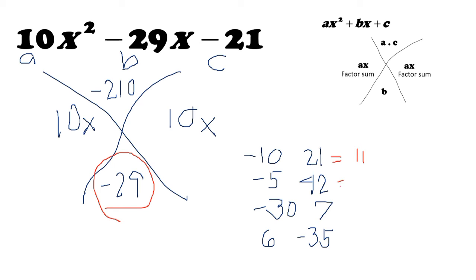Negative 5 added to 42, and we have here 37. We have here negative 3 times 7, negative 21 as their sum rather. So we have here 6 and negative 35, we have here negative 29. So now we can conclude that one of the factors is this one.